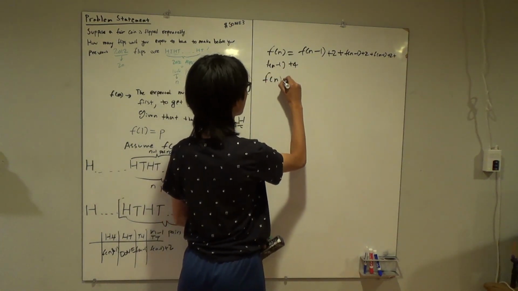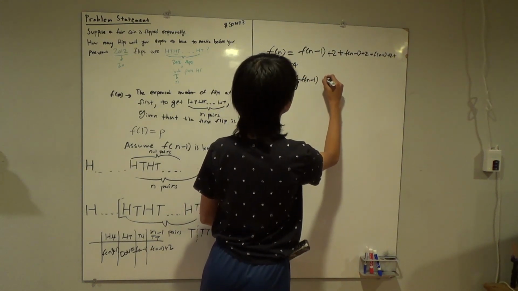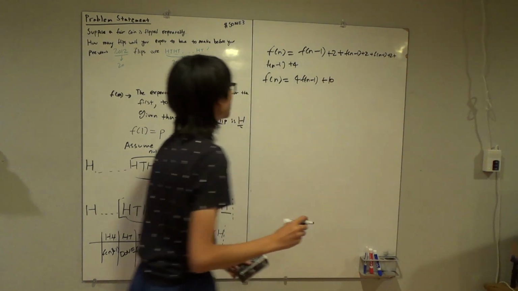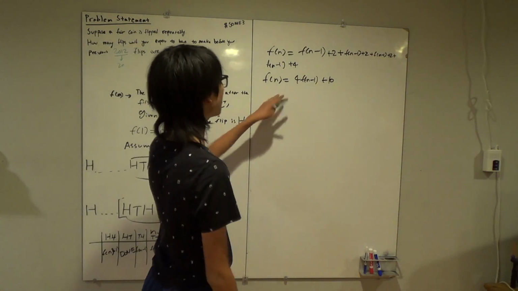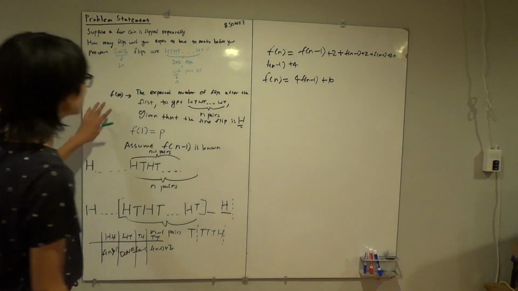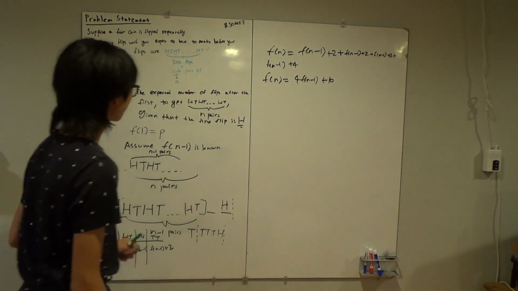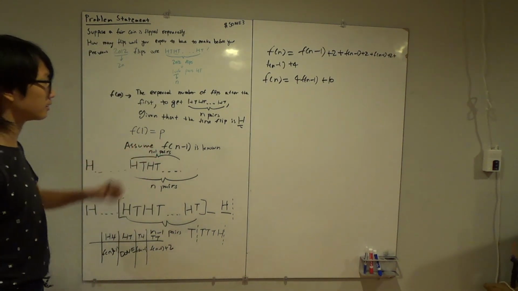And simplifying, we get f of n equals 4 times f of n minus 1 plus 10. And we're so close. This is so close to our actual answer. We now have a recursive formula for the function that almost answers our question. And this is where this definition comes in. F of 1 equals p.